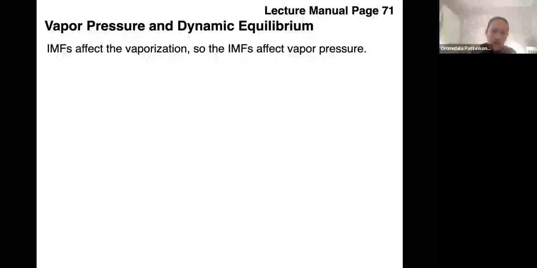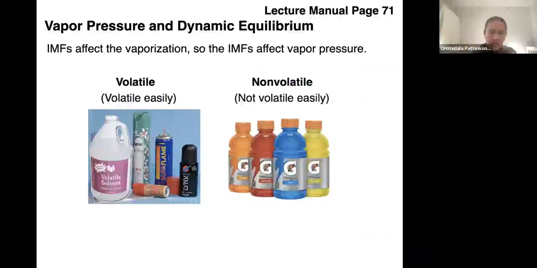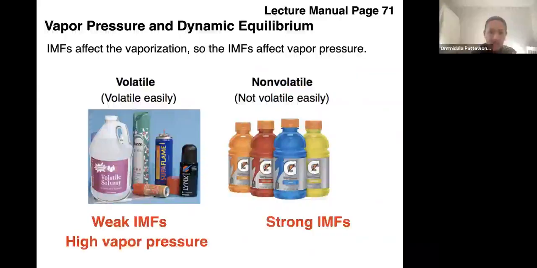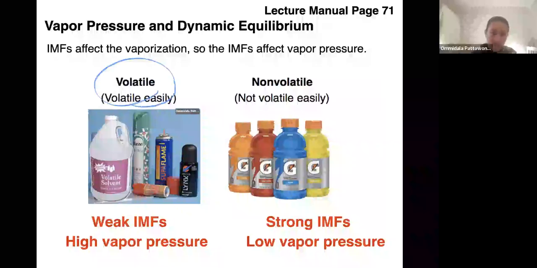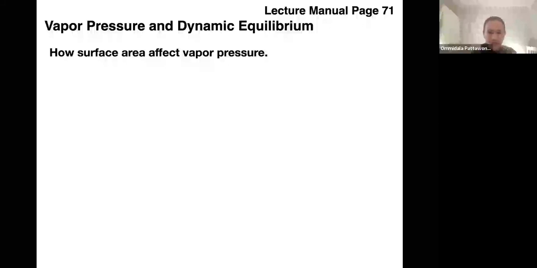Because IMF affect vaporization, it's going to have an effect on vapor pressure as well, right? The one that has a weak IMF is going to vaporize faster, or easier, than the one that has strong IMF. Therefore, the volatile substance is always going to have higher vapor pressure than the non-volatile substance, because the amount of gas produced above the liquid would be more in the volatile substance than in the non-volatile substance.